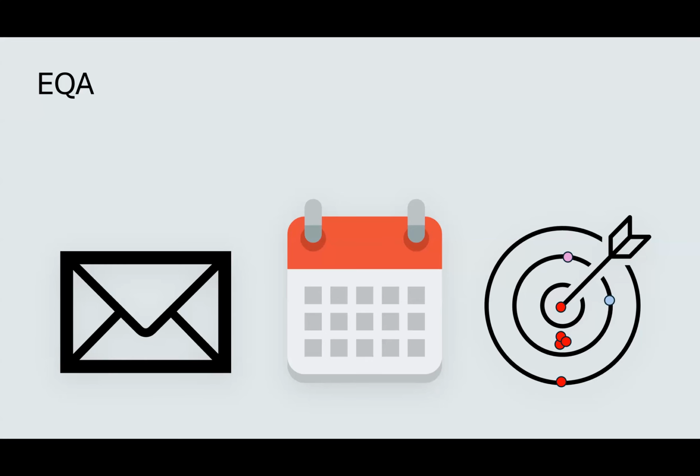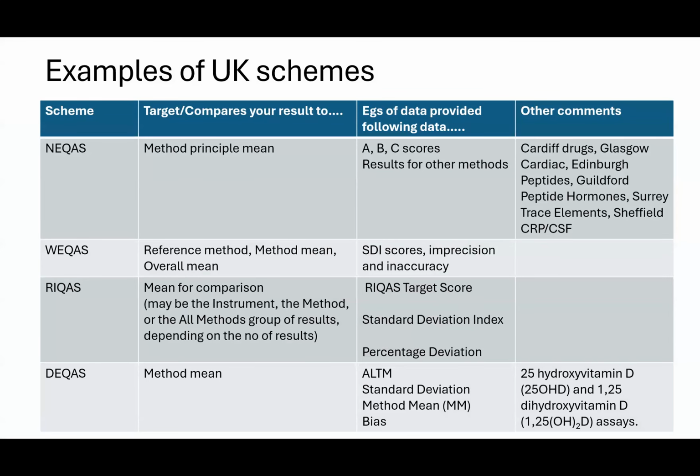And you can also find out other things from EQA. You can find out how different methods compare. Is precision affected by concentration? And also you can find out what other assays and methods are used by other labs. So these are examples of some of the schemes we use in the UK at the moment. And this is not all of the schemes, and this is not all of the data that you may get. The commonest one you've probably heard of is NEQAS, because this is a huge scheme. And then I've put here some of the key points, which is what's the target that the scheme compares your result to? What sort of data do they give you, and any other comments that I have.